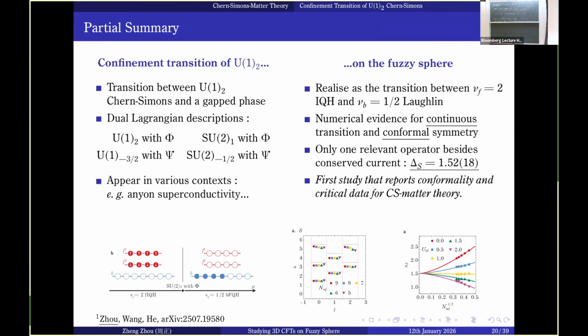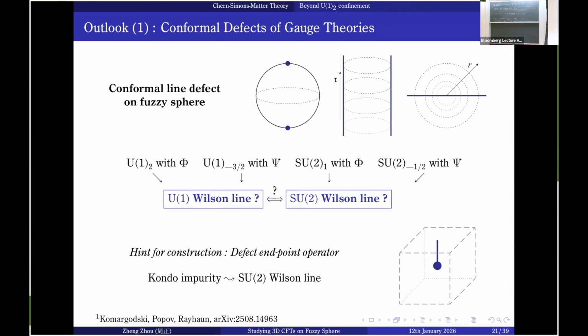So this is the first study that reports the conformal symmetry and the critical data for Chern-Simons-matter theories. What can we do next? The first thing we want to think about is the conformal defects of these gauge theories. To realize a line defect on the fuzzy sphere through radial quantization, we only need to put some impurities at the North Pole and South Pole.